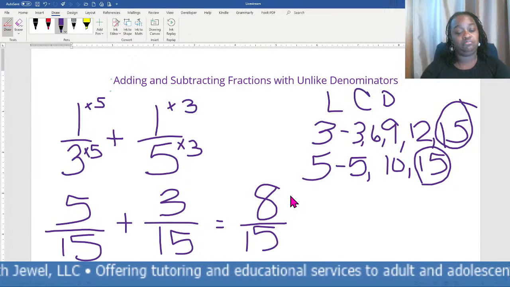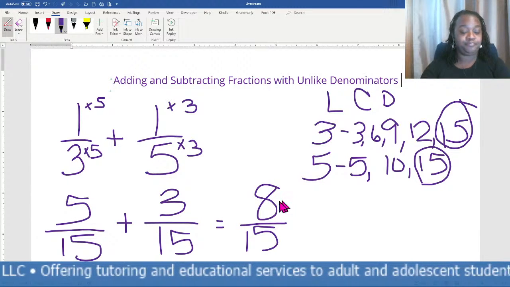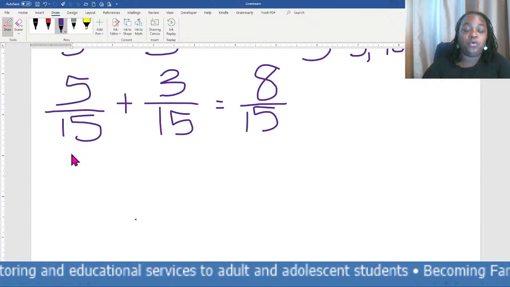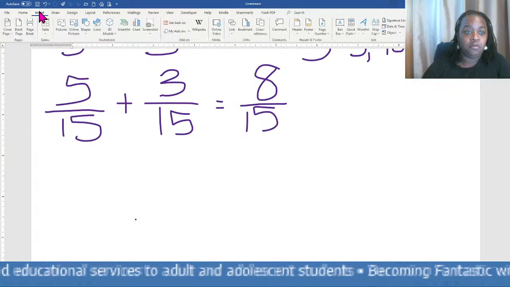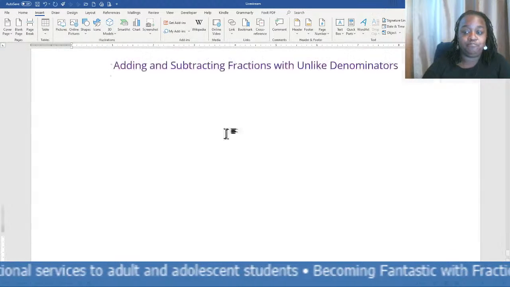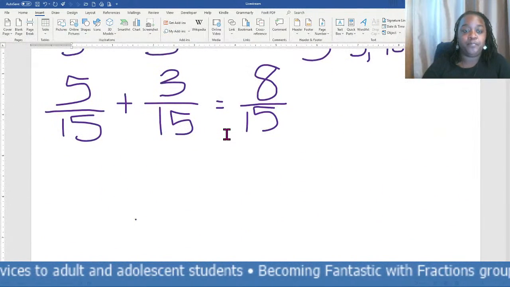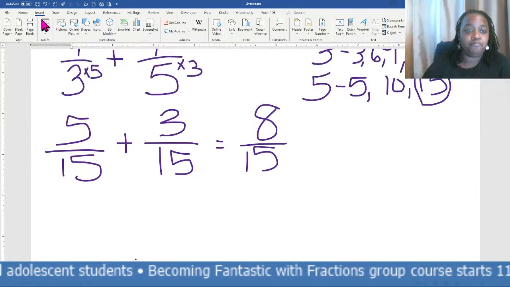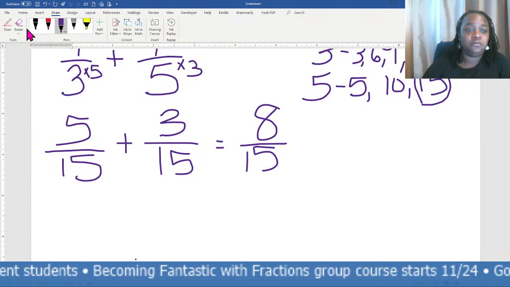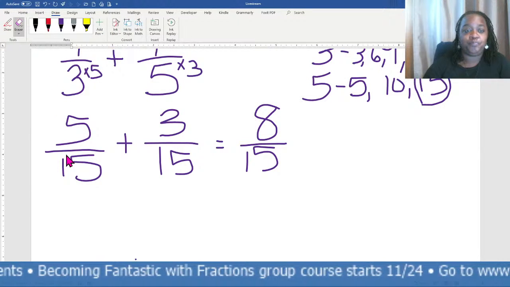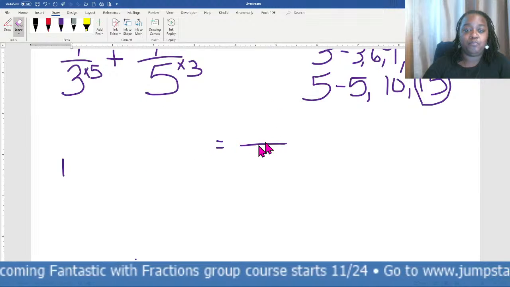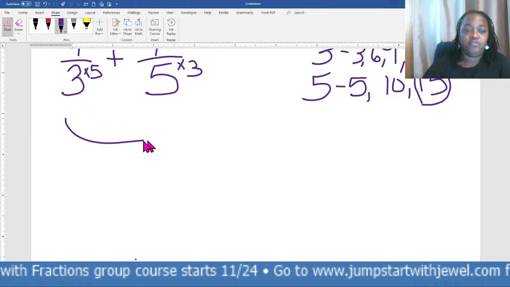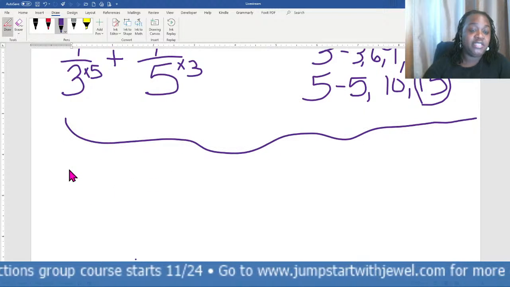Let's do subtraction. So same thing. Let me insert a blank page. Okay. So same thing. Let me erase this. Draw a little line. Let's separate that. So this next one is subtraction.